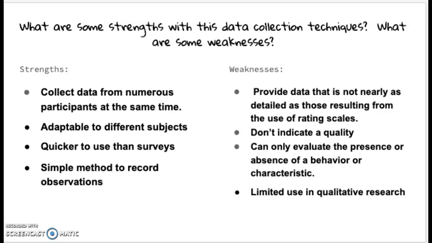The weaknesses that I found is that obviously it doesn't provide a lot of detail. Turned in assignments, yes or no. Doesn't tell me the quality of the assignment or anything else. So it doesn't allow any detail or deeper information to be drawn from it. It doesn't indicate a quality, as I mentioned before, of a product, just whether something is observed or not observed. So you're limited in the information that it provides. And the text mentions that it has a limited use in qualitative research.